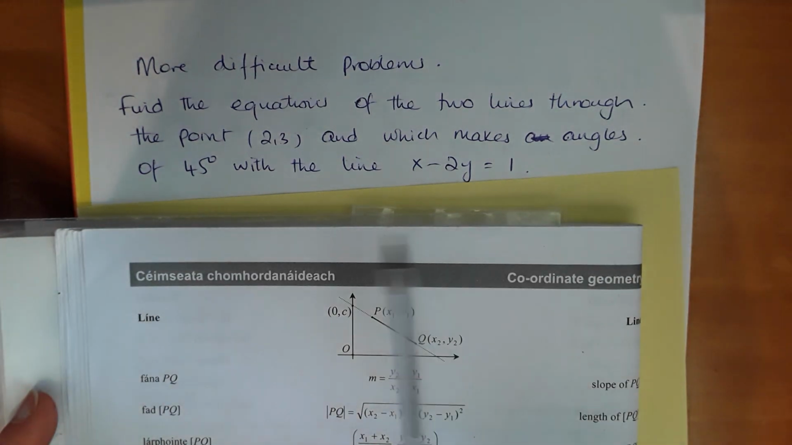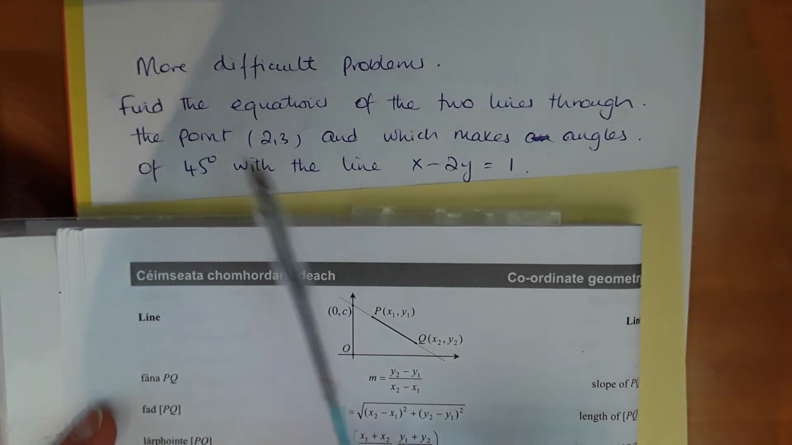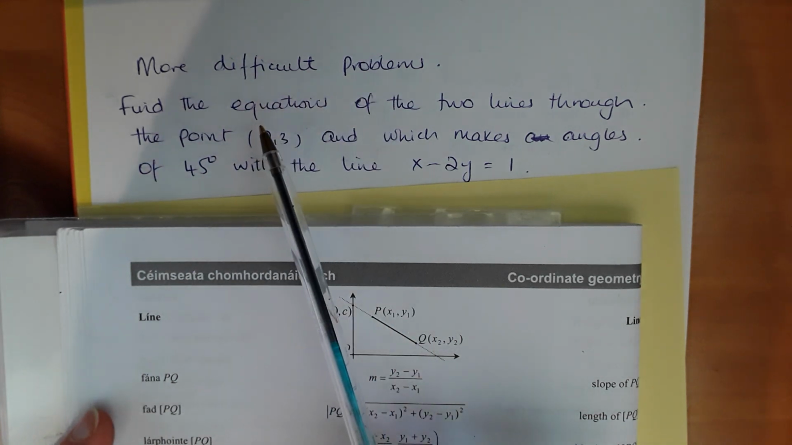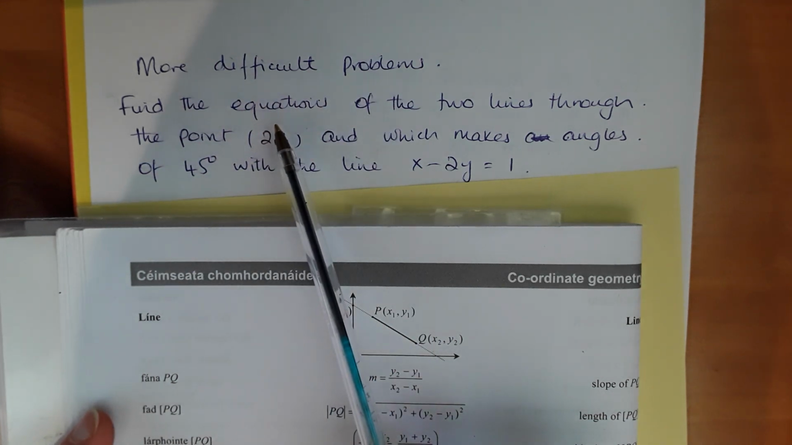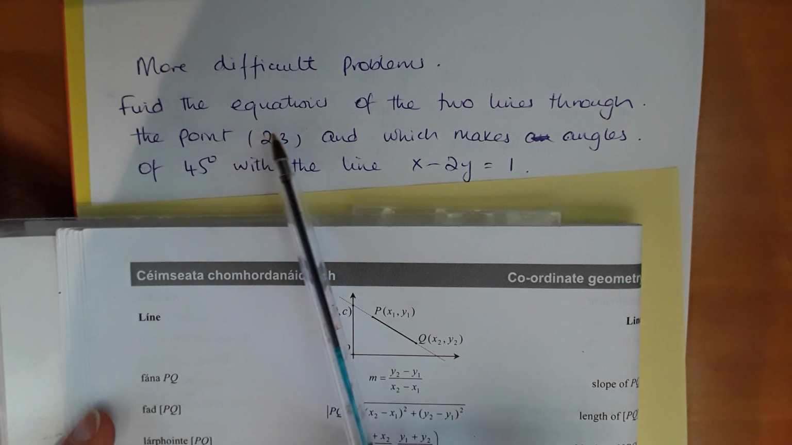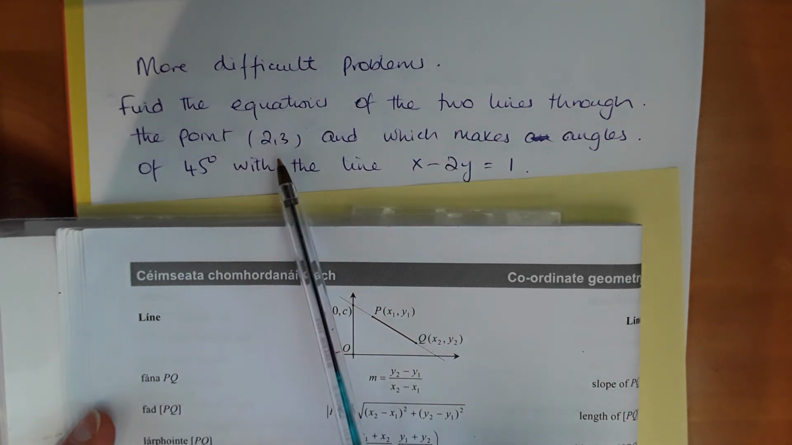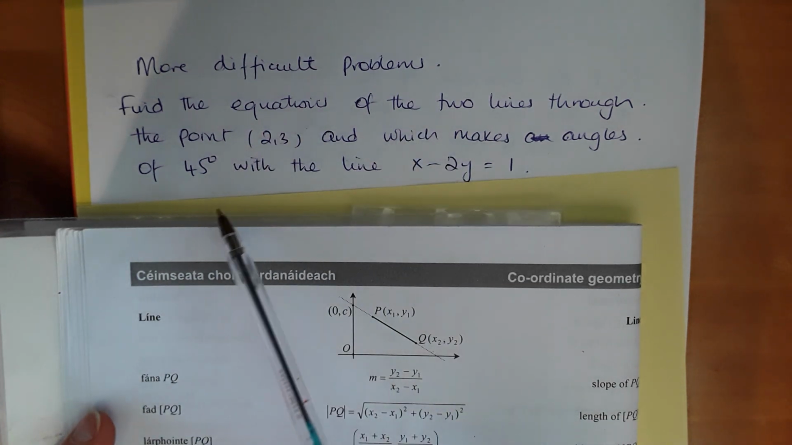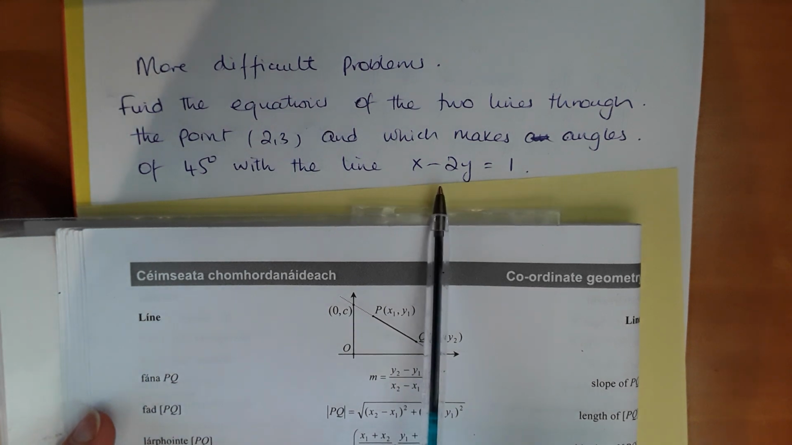Right, so these ones now are just a little bit harder, right? So we're looking at more difficult problems, again sticking with the angle between two lines. When you look at this one: find the equation of the two lines through the point (2, 3) if they make angles of 45 degrees with the line x minus 2y equals 1.